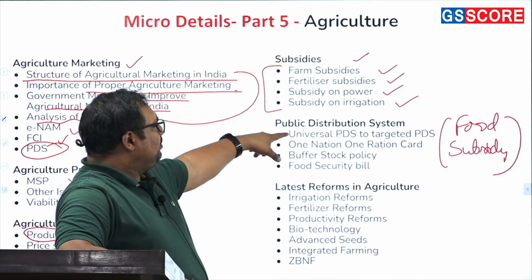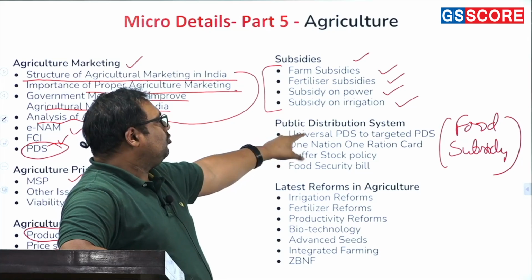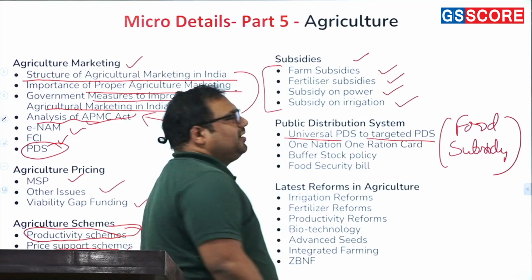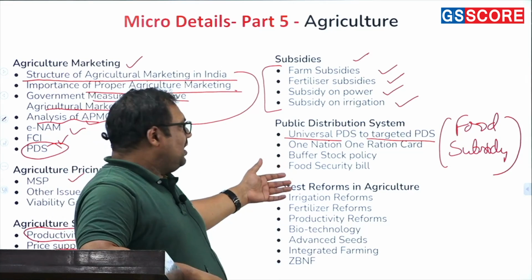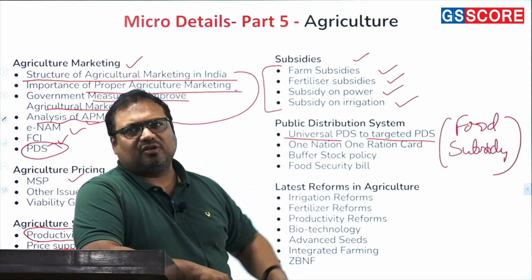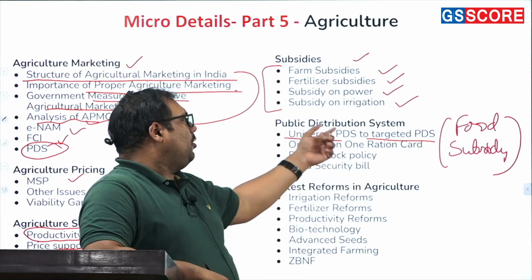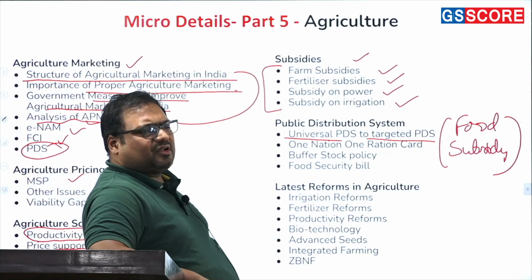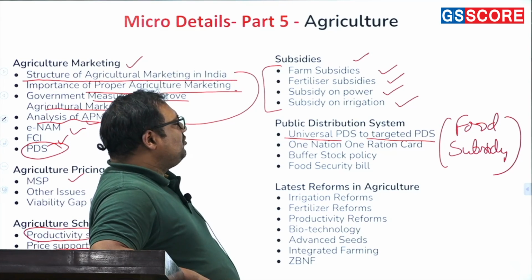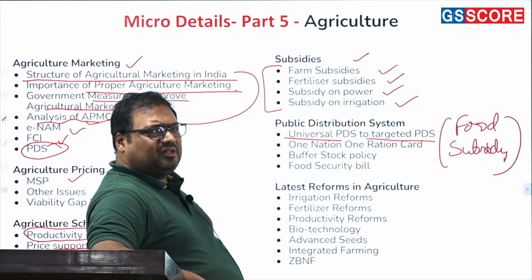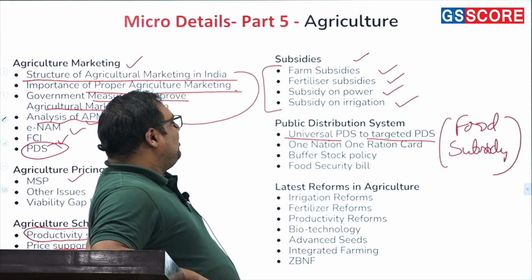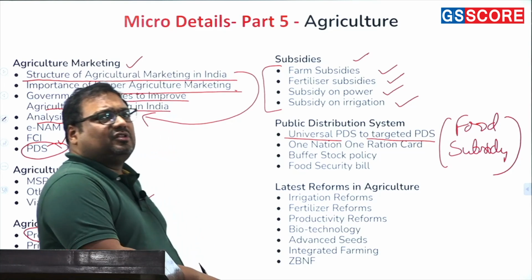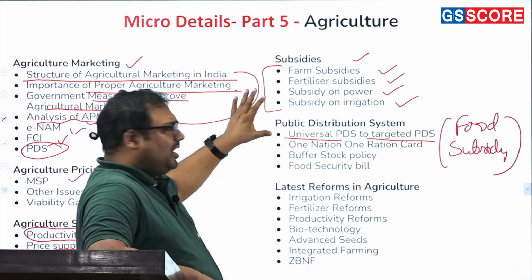So food subsidy, basically the PDS system. So earlier we had universal PDS system and we have moved to targeted PDS system. Okay, everyone could get the ration from a ration shop. Now it is targeted, and almost 85% of India's population at present is covered under it. Then we have one nation, one ration card. These are the reforms in the PDS system. Then we have buffer stock policy also under PDS system, and food security bill. So these are also topics that you have to study here ideally.